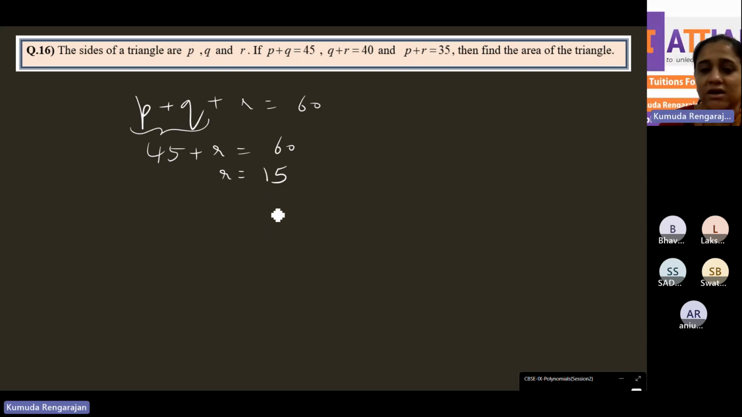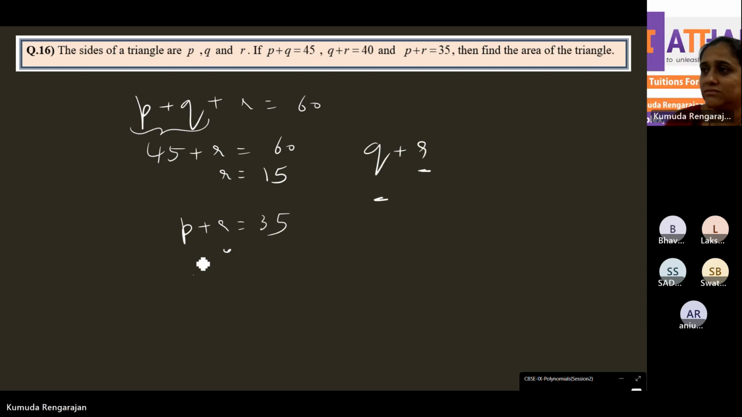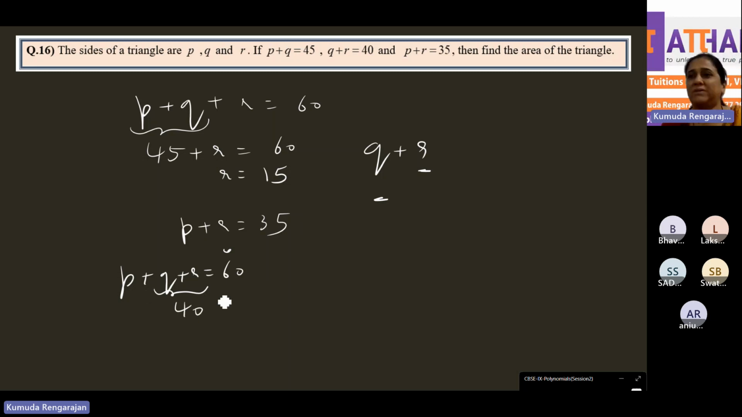Now you got R, right? Now we know that P plus R is 35. So substitute R here, you will get P. And again in Q plus R, you substitute R, you will get Q. You can substitute anywhere, like P plus Q plus R is equal to 60. You can also substitute Q plus R. What is Q plus R? 40. You can substitute 40 here and get P. You can do it in different ways.